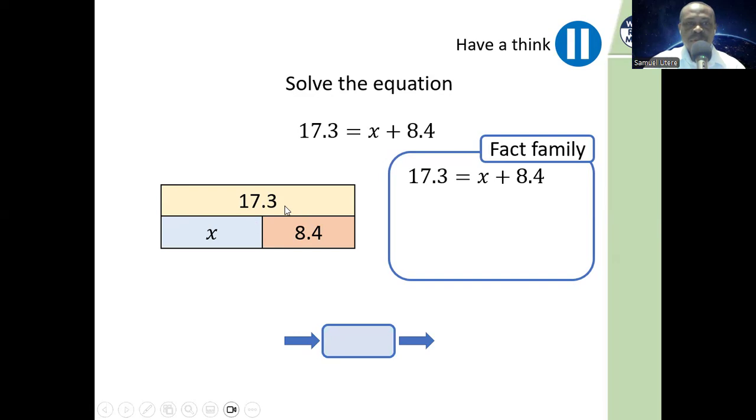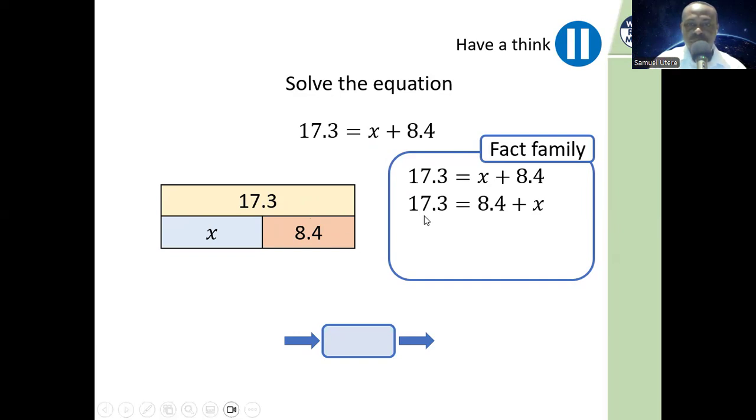So the first one that is really obvious is the equation itself. 17.3 is equal to x plus 8.4. And then remember, addition is commutative, so we can swap 8.4 and x. And this will be the second one.